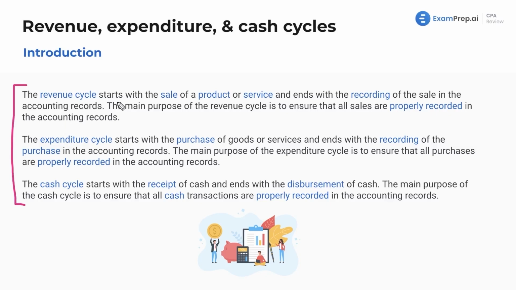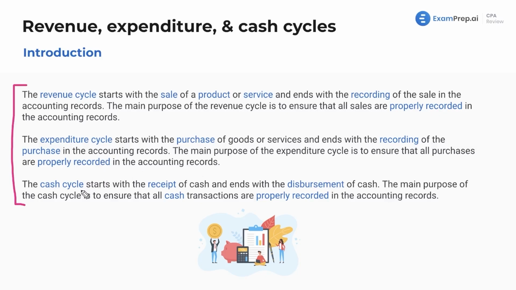Starting out here, the revenue cycle. This starts with the sale of a product or service and ends with the recording of the sale in the accounting records. So it's not just as simple as, oh, we sold something, great. Nope, it includes everything to recognize revenue, which includes the salespeople to sell the product and then moving on all the way through to where we eventually record the sale, because we can accrue it and we've actually fulfilled our end of the bargain. The expenditure cycle starts with the purchase of goods or services and ends with the recording of the purchase in the accounting records. Sounds pretty similar to the revenue cycle. The main purpose here is to ensure that all purchases are properly recorded in the accounting records.